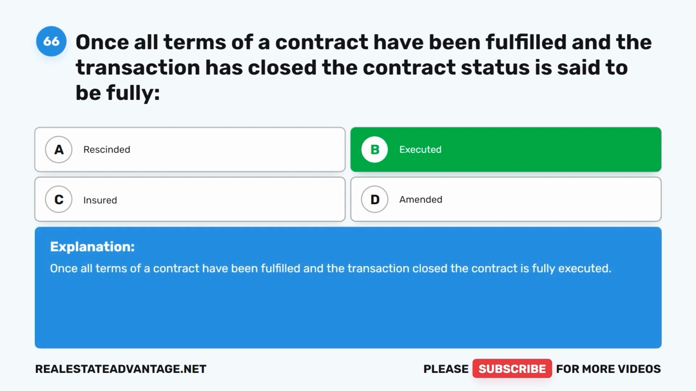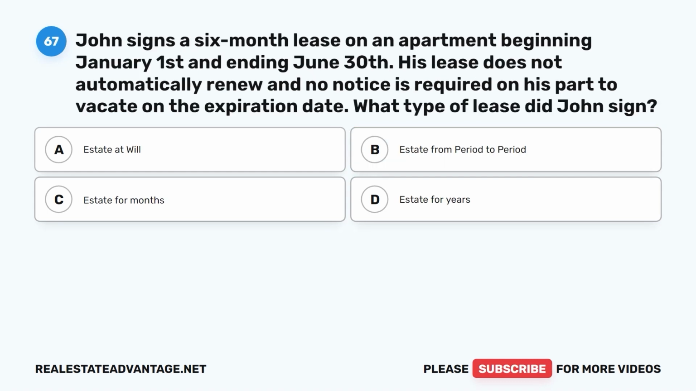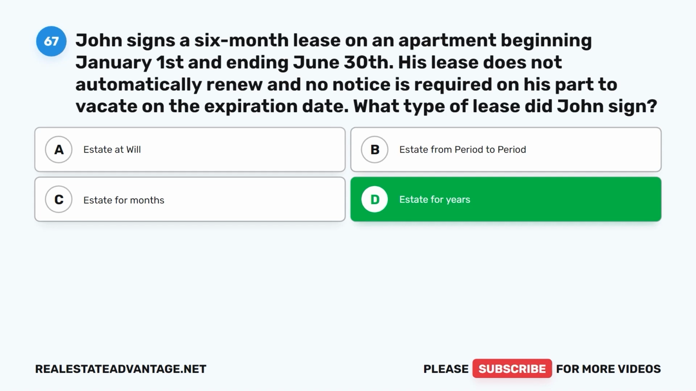Executed. Once all terms of a contract have been fulfilled and the transaction closed, the contract is fully executed. Question 67. John signs a 6-month lease on an apartment beginning January 1st and ending June 30th. His lease does not automatically renew and no notice is required on his part to vacate on the expiration date. What type of lease did John sign? A. Estate at will, B. Estate from period to period, C. Estate for months, D. Estate for years. The correct answer is D.